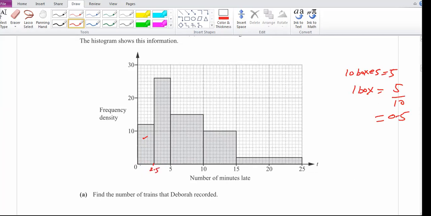Now the class width for this one is 2.5. What is the height of this bar? Going to this side, what is each box? Check that: 1, 2, 3, 4, 5, 6, 7, 8, 9, 10. Each box is 10, and here there are 12 boxes. It means this is 12.